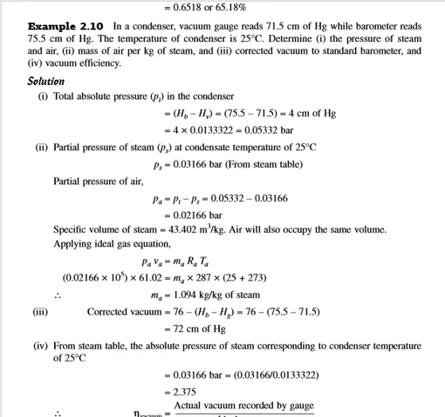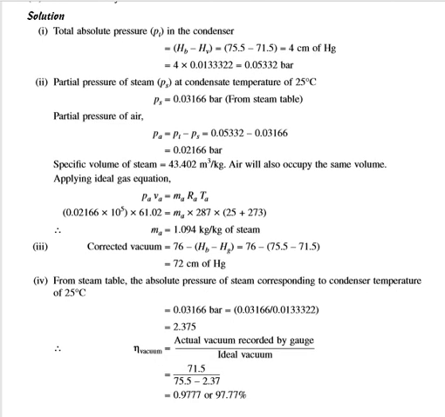At the same time we have to find the specific volume of steam, 43.402 meter cube per kg, obtained from this pressure. And the air will occupy the same volume. Then apply the perfect gas equation PV equal to mRT, that is PA VA equals mA RA T. Put in the values and we get the mass of air, 1.094 kg per kg of steam. In this numerical, you have to apply PV equal to mRT, the perfect gas equation.